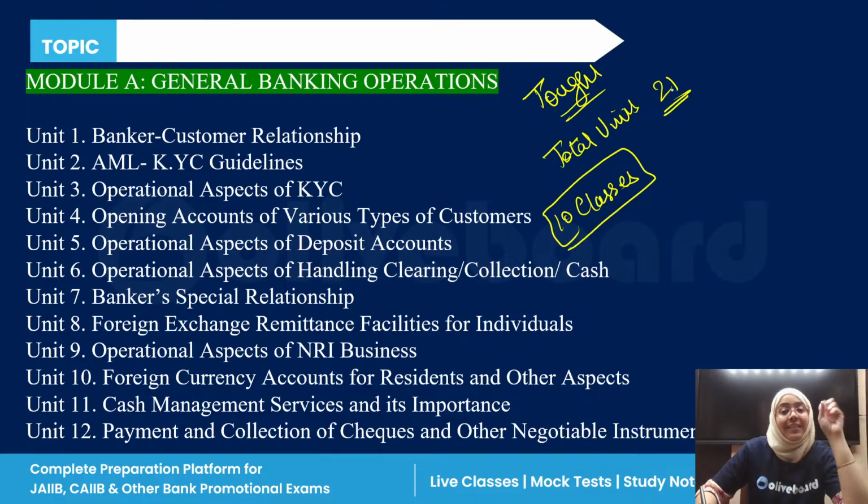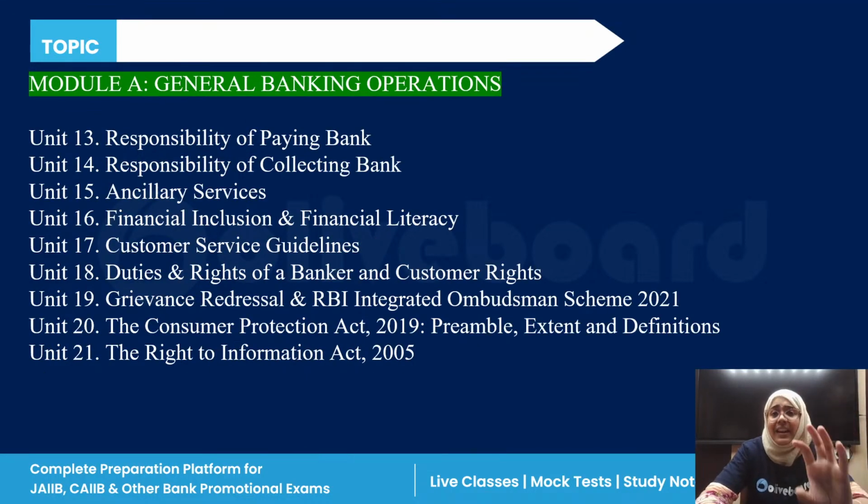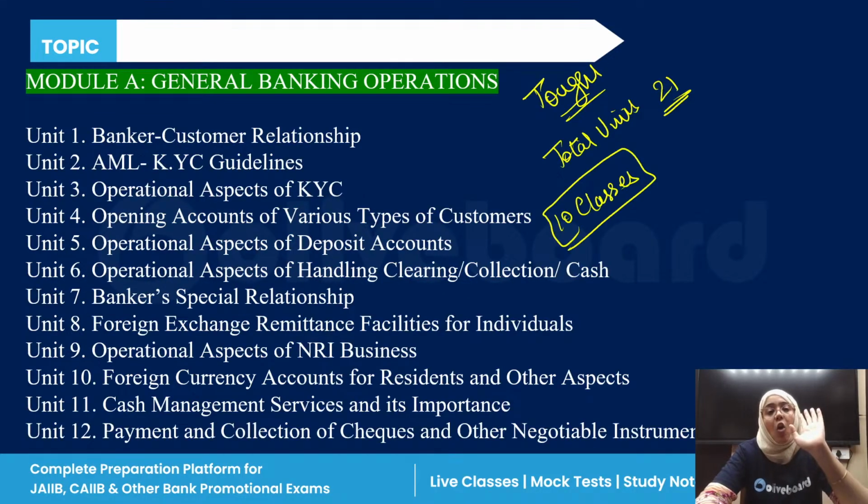10 classes, 21 units, it means 2 to 3 units in one day, right? So this is the general banking operation. You will find AML, KYC, banking customer relationship, foreign exchange facility, the bankers' rights, the customers' rights, cash management, the checks detail, bill of exchange, ancillary or add-on functions, financial inclusion and literacy. These are all the topics of module A, right? Totals are 21 units, and I will be covering them in 10 classes, so 2 to 3 units in one day.